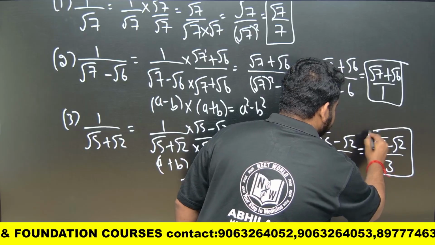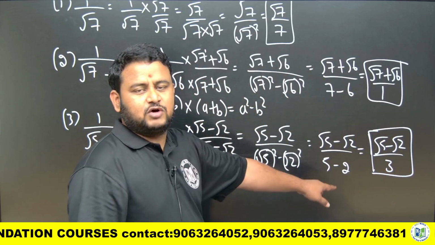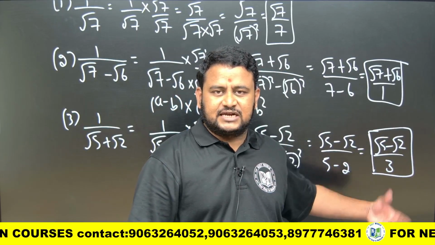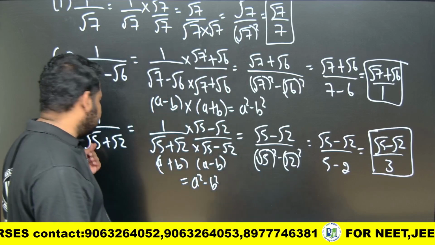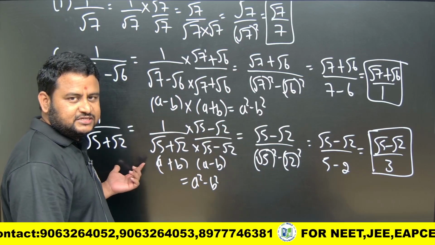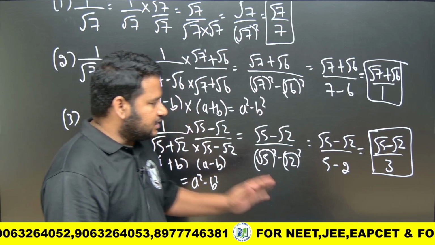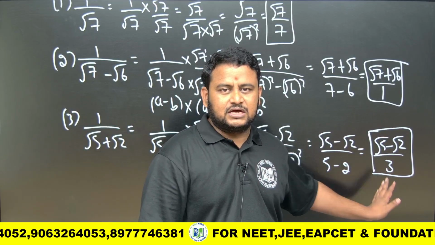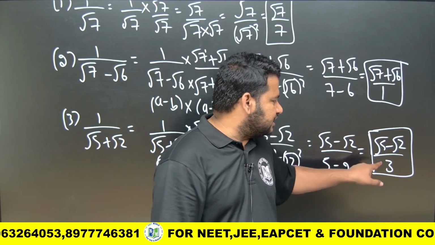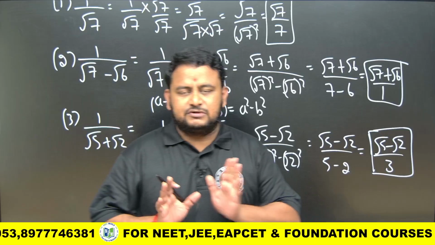Okay, 3 is a rational number. So here the denominator is 3, that is a rational number. Earlier, the denominator was root 5 plus root 2, an irrational number. We rationalized it and now the denominator is 3. So we have rationalized the denominator and got the rational number 3. Okay, that is how you have to solve this.